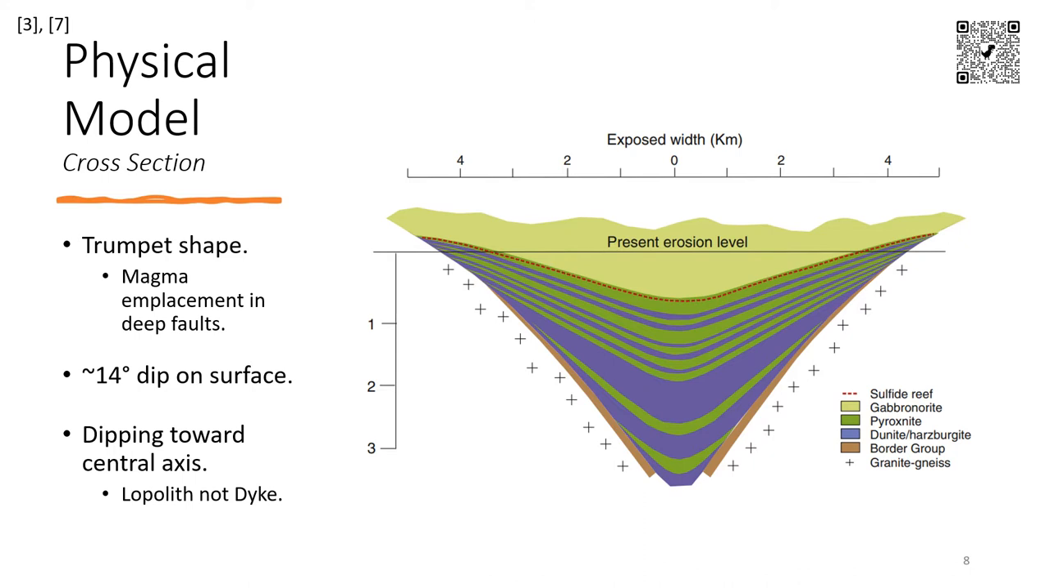And then finally, one thing to note is that although it has the name the Great Dyke, many would actually argue that it should be considered a lopolith due to the consistent inward dipping to the central axes as well as the sheer size and orientation.